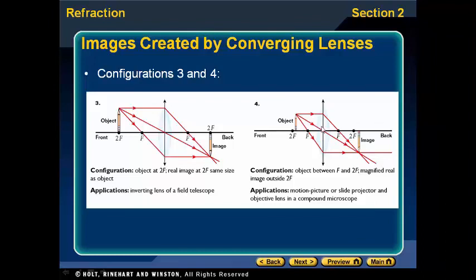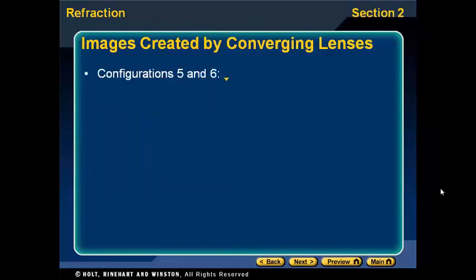The fourth case is when the object is between 2f and f. So if the object is between the focal length and 2 focal lengths, the image will be magnified, real, and outside 2f. Applications: motion picture or slide projector and objective lens in a compound microscope.